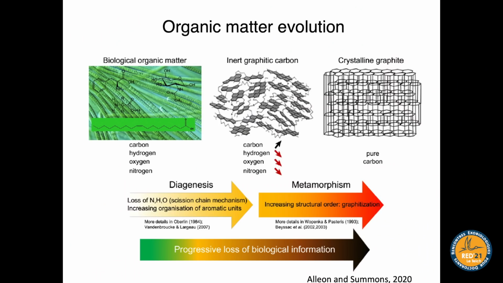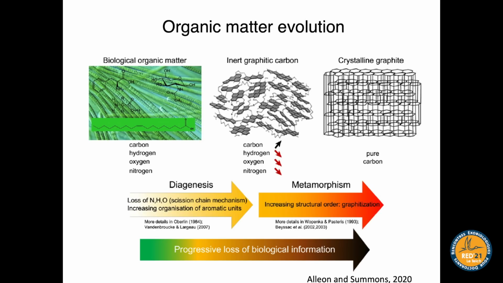What we can look at is the organic matter or the carbon, because most of the life we know now is based on carbon. And so if we look at the carbon in the geological record, we can see how it evolves. And this is a nice summary of the evolution of carbon during geological history. So if you start from any kind of biological organic matter, it is composed of carbon, hydrogen, oxygen, and nitrogen.